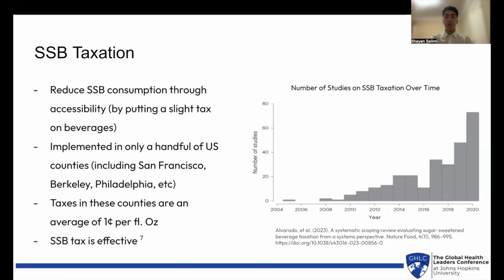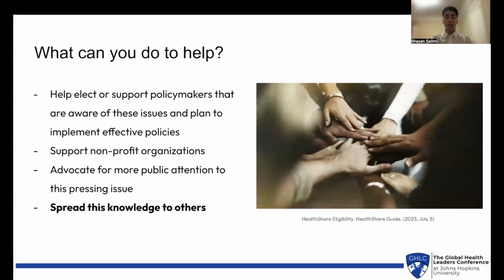So, tying my own work to this policy, it would be most effective and efficient if this tax was implemented in populations that had the highest rates of sugar-sweetened beverage consumption, those of which are the South, Black, and American Indian populations, the younger age groups, and males.